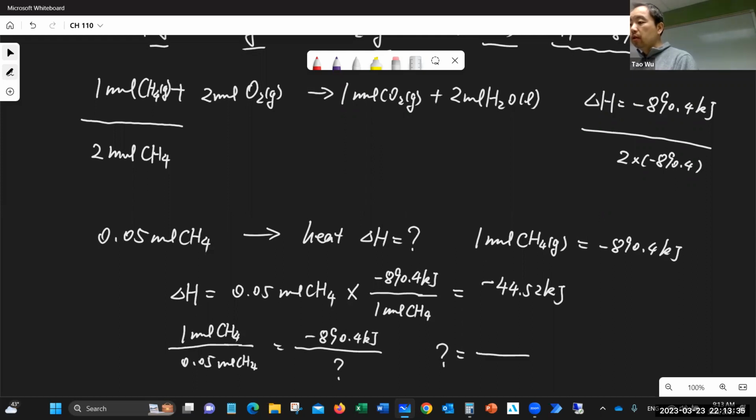So negative 890.4 kilojoule times 0.05 mole of the methane, divided by 1 mole of the methane. Then you're doing the same thing. Make sense, right? Okay, so it doesn't matter how you do this.